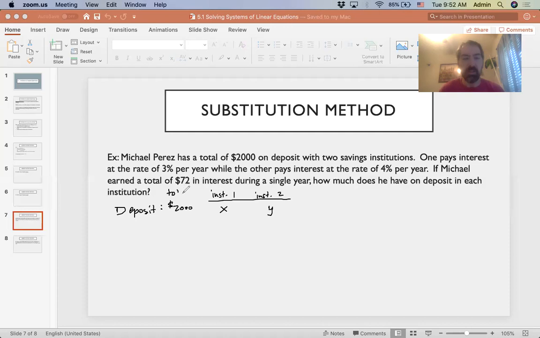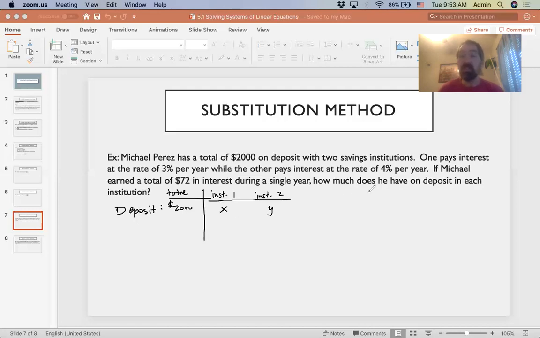I'll just say the total here. I'm setting up a table. Okay, so we know information about the deposit. We know the total deposit. We don't know how much he deposited individually into the 2 institutions, but that's what we're trying to find out. How much does he have on deposit in each institution? So we're trying to solve for X and Y. And in our solution, that'll be an ordered pair. So we need a system of equations, right? If we're trying to solve for an X and a Y, we need a system of 2 equations here.